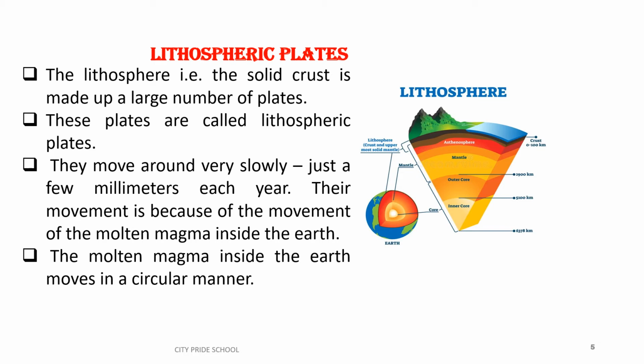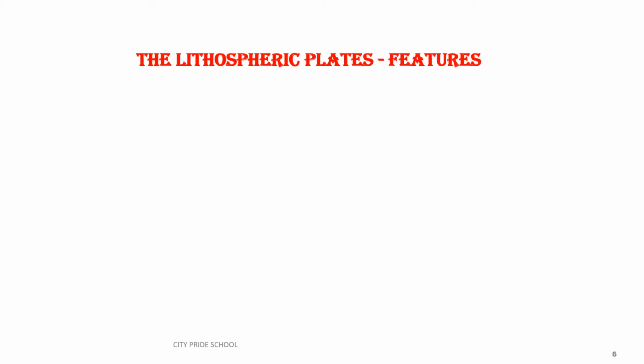Their movement is because of the movement of molten magma inside the earth, as we have learnt in chapter 2, that inside our earth, the second layer is the mantle, where you find the molten magma, and which moves in a circular manner, because of which the lithospheric plates also keep moving.